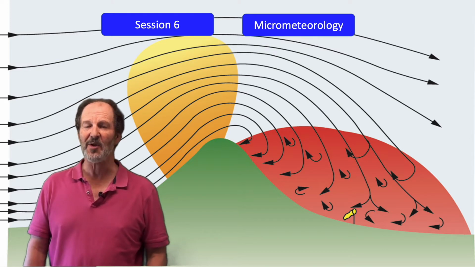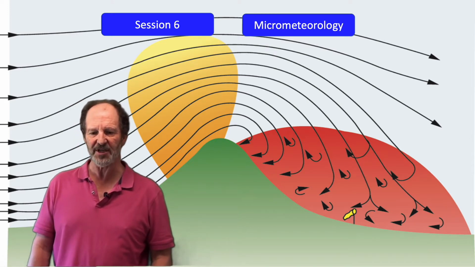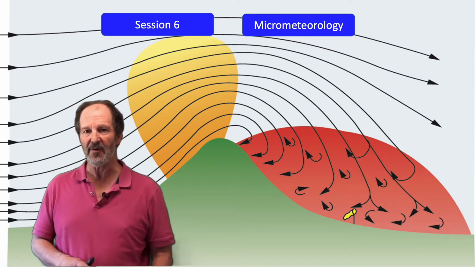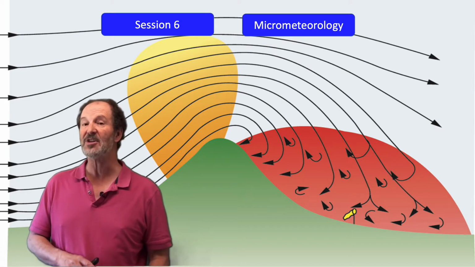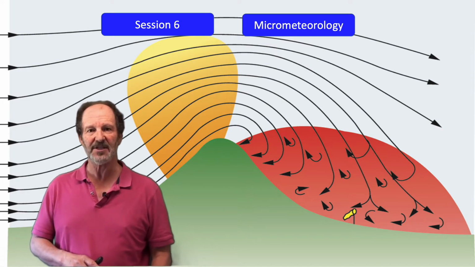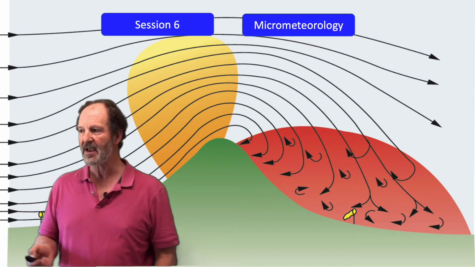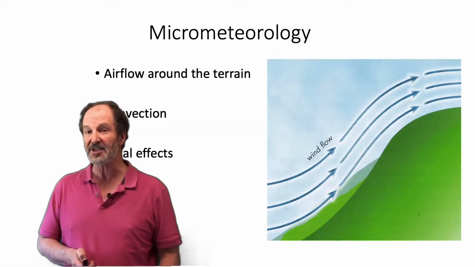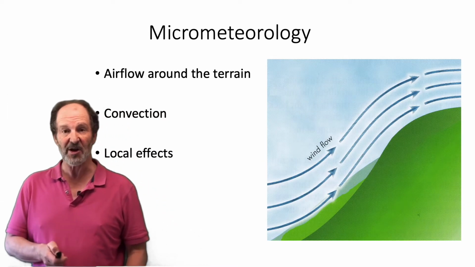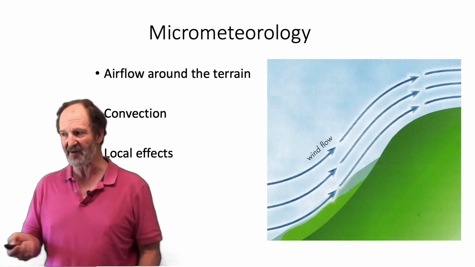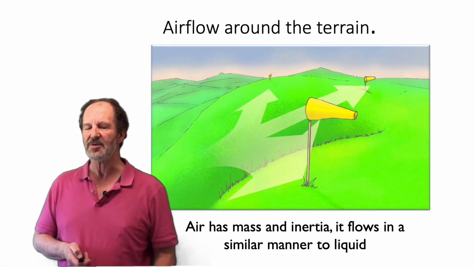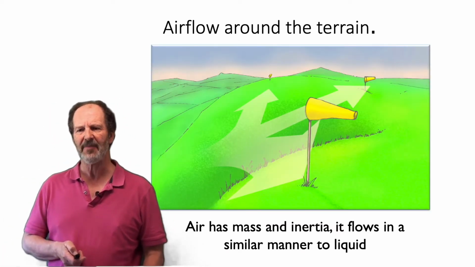In this session we're going to be looking at micrometeorology. This is basically how the air flows around the terrain and a little bit about convection as well. We're also going to have a quick look at some local effects that you might come across as a hang glider or paraglider pilot. So start out with airflow around the terrain.